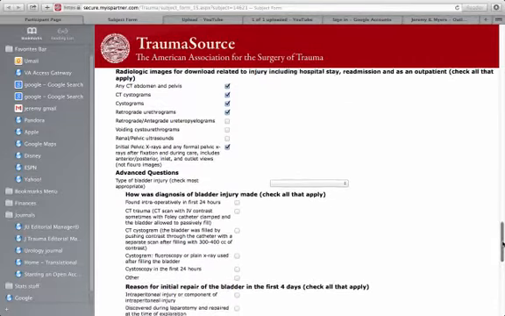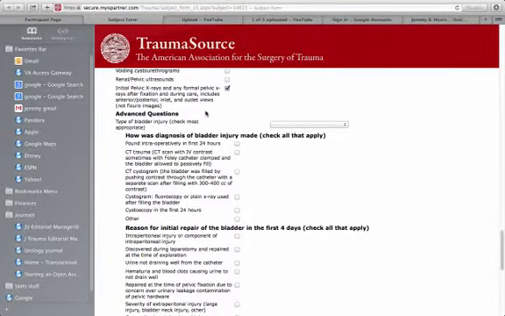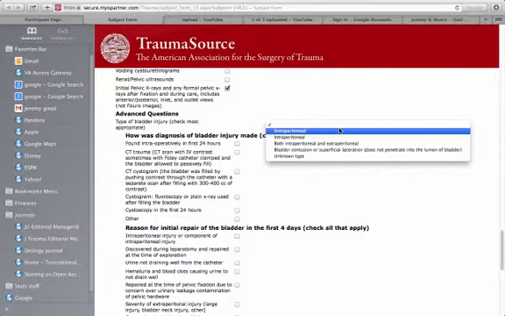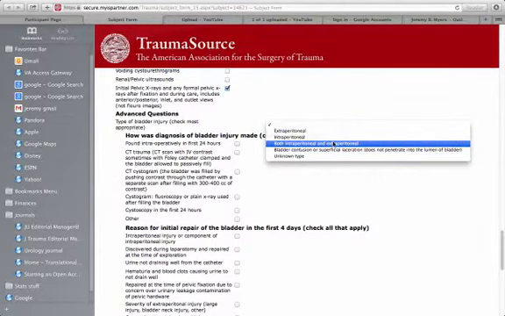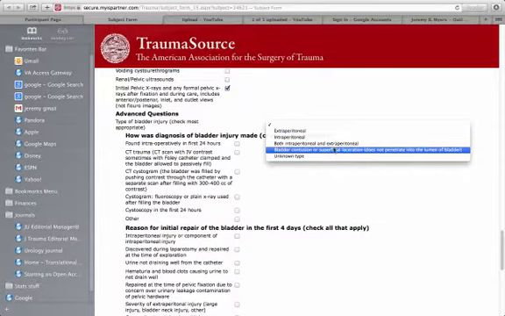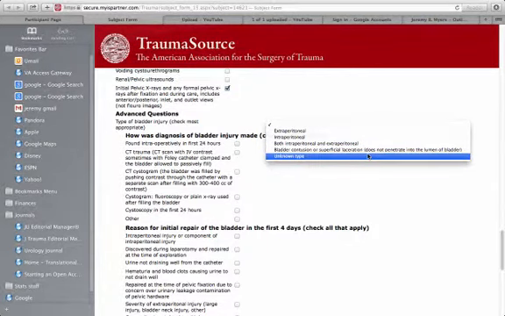The advanced questions start down here towards the end of the record, and they're marked advanced questions. So the first is the type of bladder injury. The choices can be extraperitoneal, intraperitoneal, both intraperitoneal and extraperitoneal, and a bladder contusion or superficial laceration. And this again reminds the trauma personnel that these patients do not qualify for the study. And then sometimes the type of bladder injury is unknown.